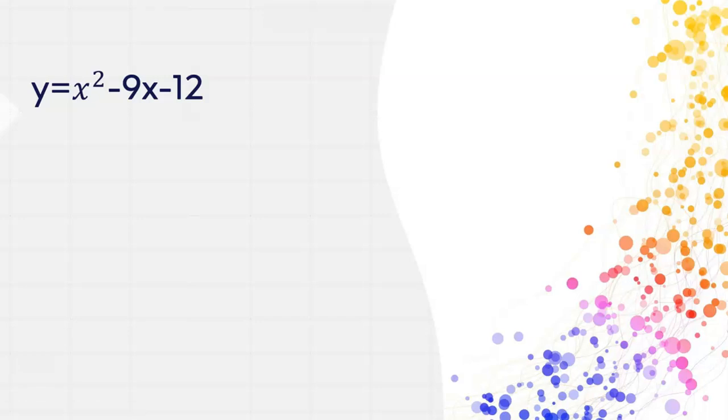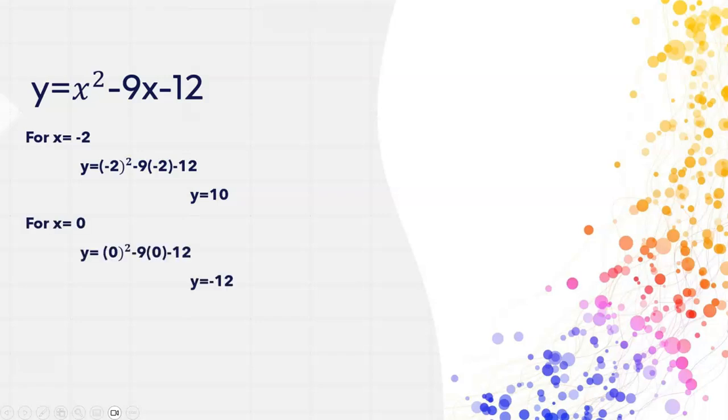Here you have a function x squared minus 9x minus 12. Let's say you want to find what it equals when x equals -2. You're plugging in -2 for each x value. So -2 squared minus 9 times -2 minus 12. You're following order of operations, y equals 10.